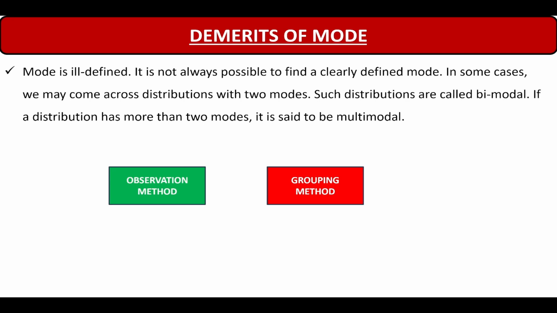Similarly, if you have got a bimodal distribution, bimodal means there are two modes, or multimodal distribution means there are more than two modes. So in such a case, you won't know which mode to select. Okay, so that is also a problem.